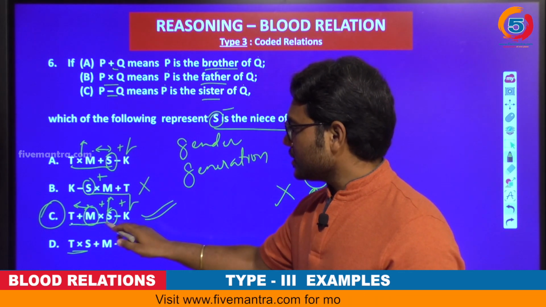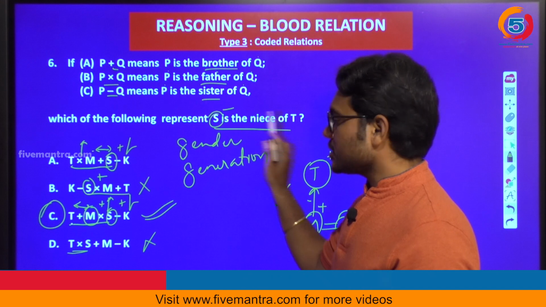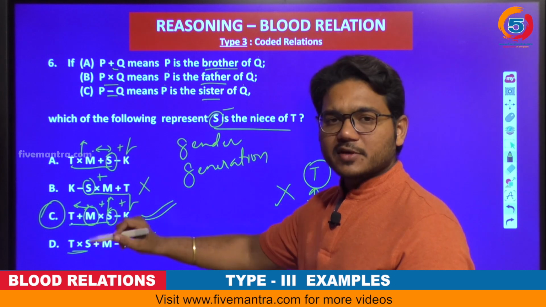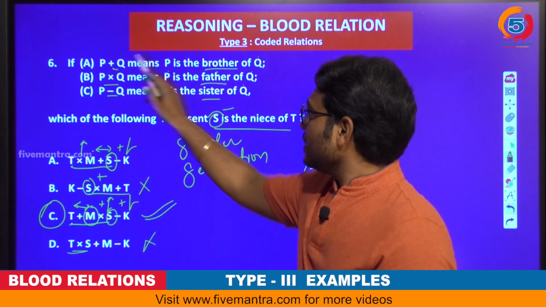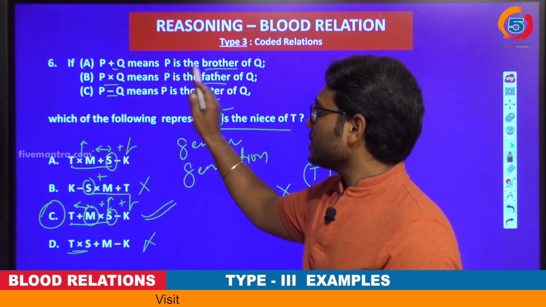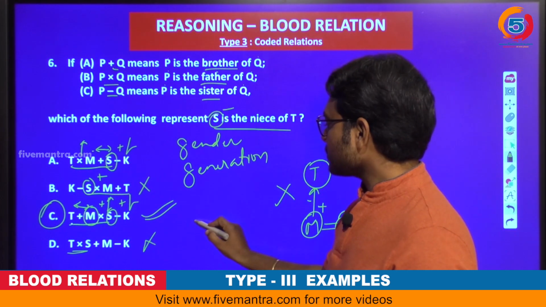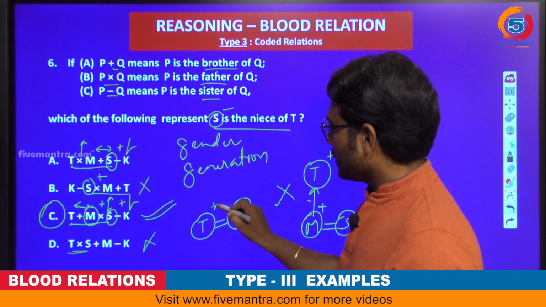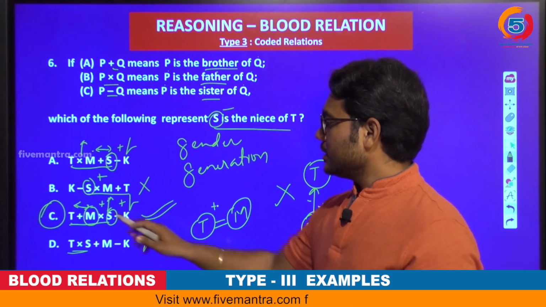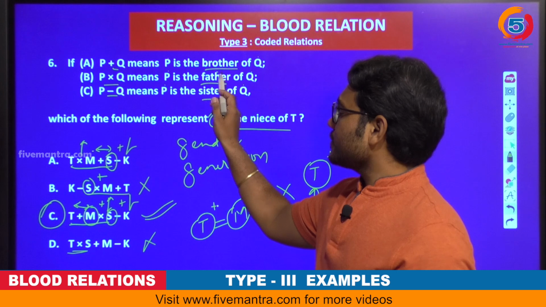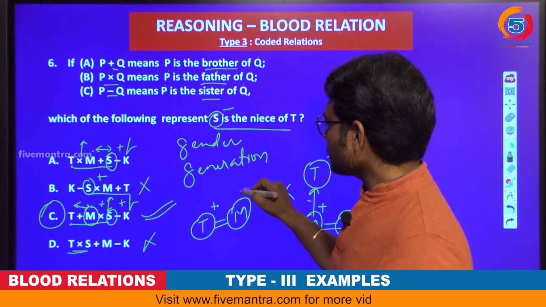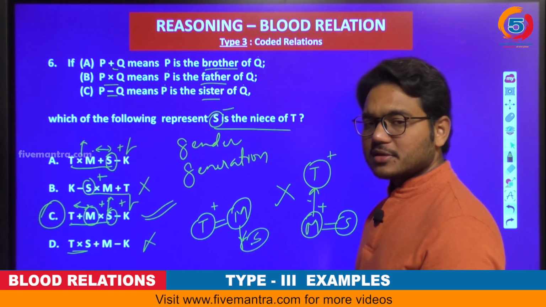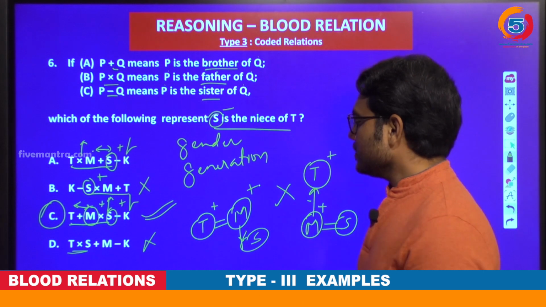Only for T till S we will be seeing, because we need the relation between T and S. So try to draw the relationship tree for this. T plus M, plus indicates brother, so T is the brother of M. Can I write like this? We can draw like this. Then M cross S, cross indicates father, so M is the father of S.